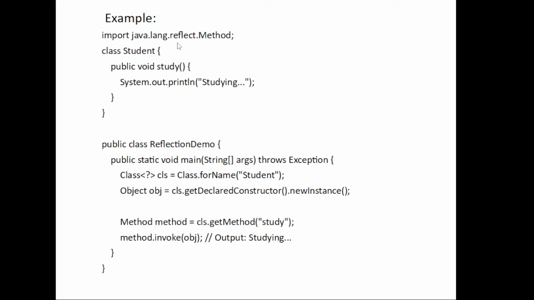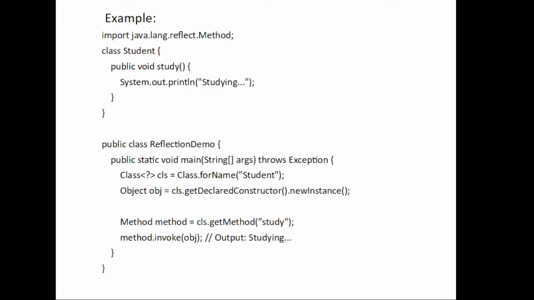So this line imports the Method class from the java.lang.reflect package, and here we created a simple Student class with a study method, and this is our second class which contains the main method. Class.forName dynamically loads the Student class into memory at runtime. Here this creates a new instance of the Student class using its default constructor, and here we fetch the method named study from the Student class, and finally we invoke the study method on the created object, so the output will be "studying". And why is this important?